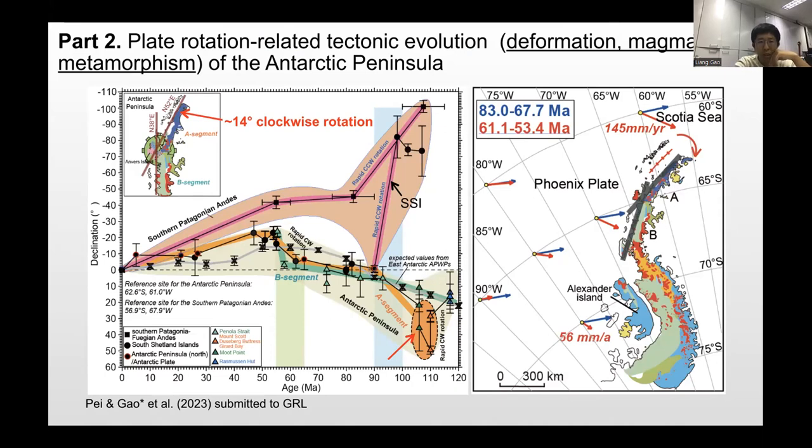The B segment, you can see the B segment, the green lines, including the Cretaceous data from the south part of Anwers Island. Yeah, in this line. I think Fernando Poblete also had some Cretaceous data. I don't remember that exactly. I think we should collect more data from the AP.